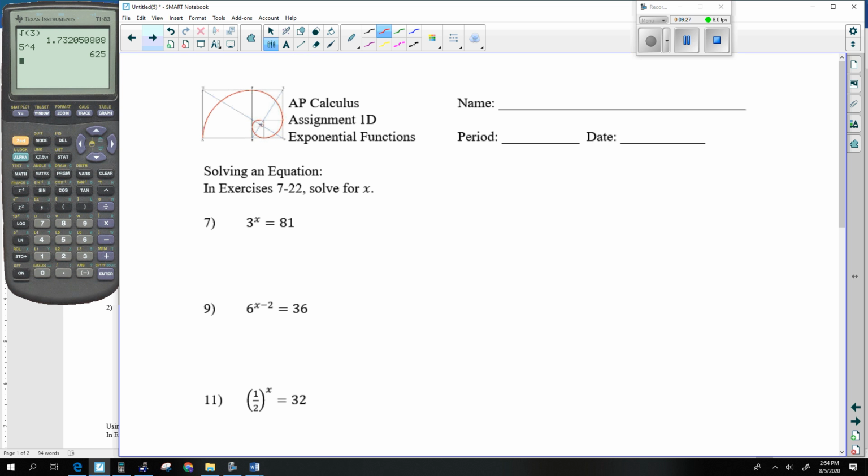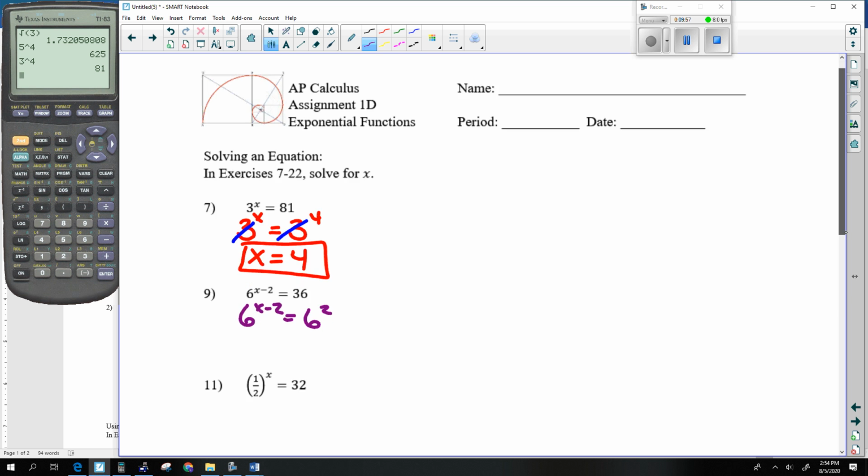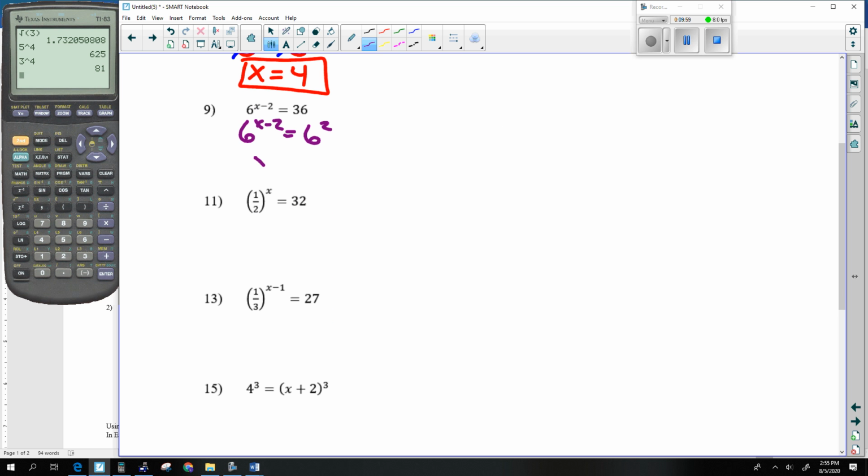Last but not least, solve for the x. Most of these things you can get a common base. So this is a 3 to the x. This is a 3 to the 4th power, right? Yeah. So when you have a common base, you can eliminate the base itself. And you can solve it without getting into logs. This next one is 6x minus 2. This is 6 squared, obviously. So now the common base goes away. That means x minus 2 is equal to 2, thus x is equal to 4.